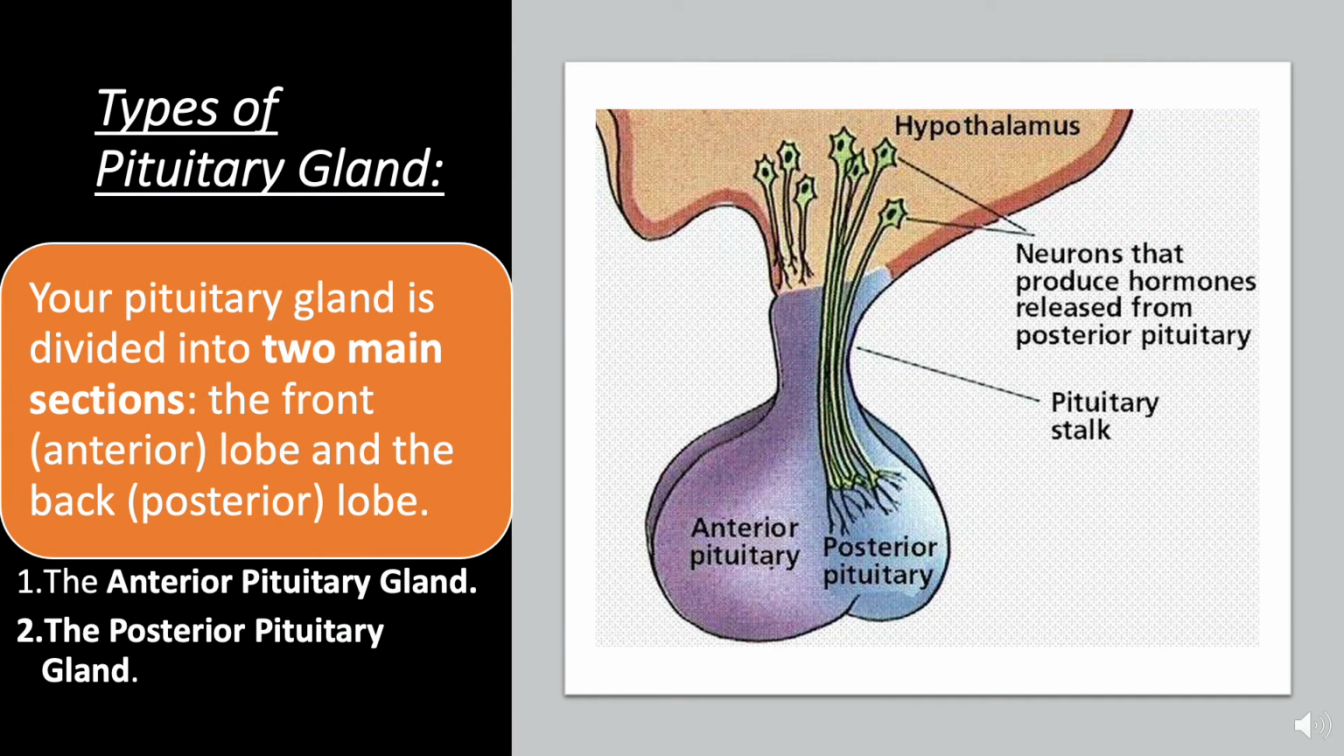Types of pituitary gland. Your pituitary gland is divided into two main sections, the front (anterior) lobe and the back (posterior) lobe. 1. The anterior pituitary gland. 2. The posterior pituitary gland.